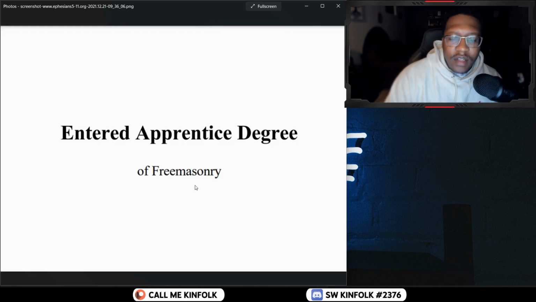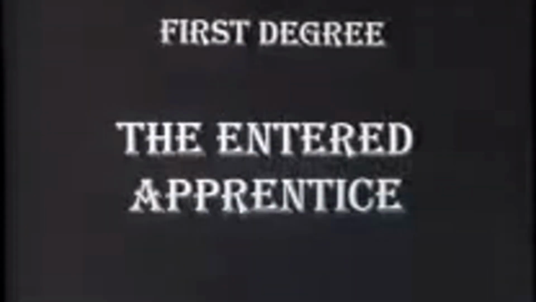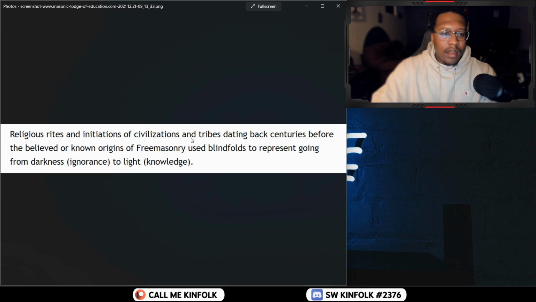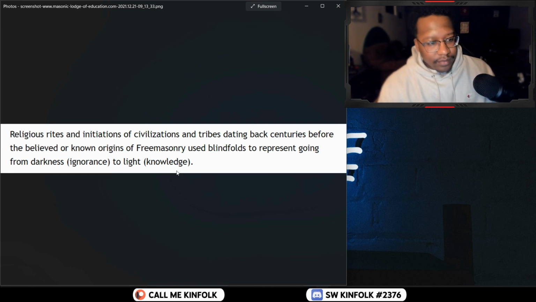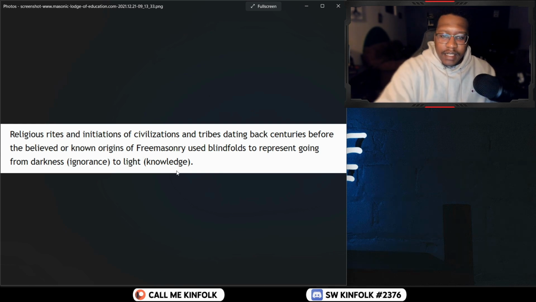Now, the reason why they show you this Masonic checkerboard is the entered apprentice degree. This is the first degree of Freemasonry. All right. So as you can see, his breast is out. He's blindfolded and they're putting a rope around his neck. Right. And he has to roll up his pant leg. His pant leg is rolled up as well with a rope around his neck, and he's blindfolded. You see what I'm saying? So it's believed that this little ritual, this ceremony, this is the initiation.